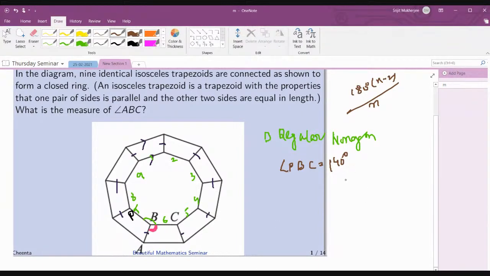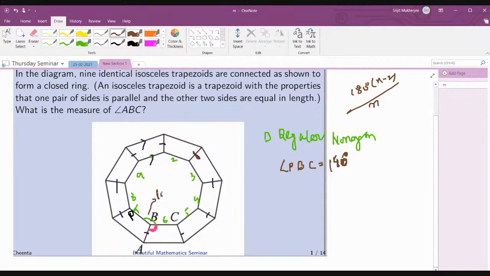Yes. So n minus 2 triangles are there. The sum of the angles is 180 degrees into n minus 2, and each of them is a regular nonagon. So therefore, each of these angles is equal to 180 degrees into n minus 2 by n. You're right. So now what do you get over here? PBC is equal to 140 degrees. This angle is 140 degrees.